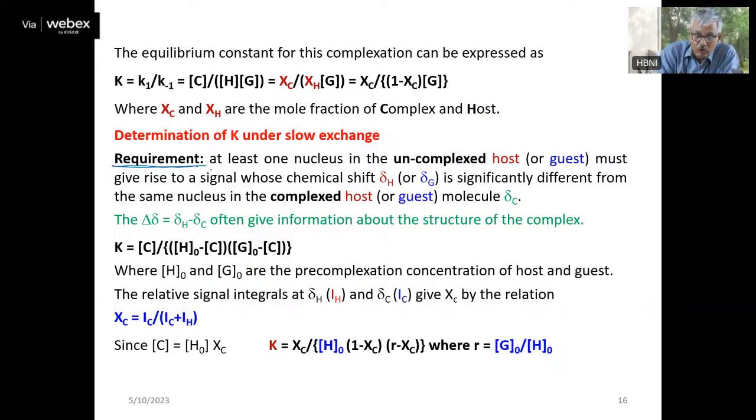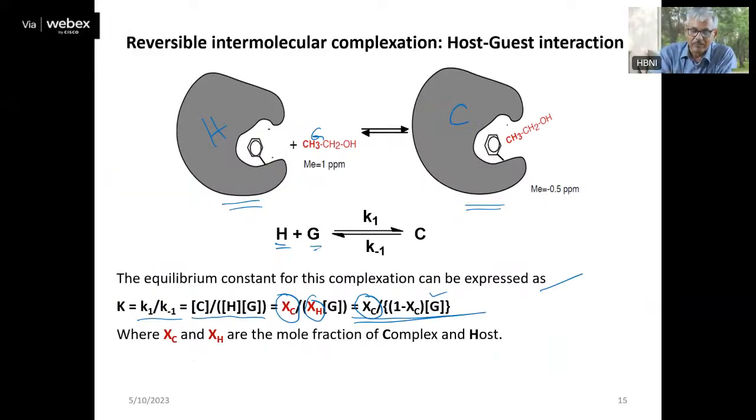So the requirement is that at least one nucleus in the uncomplexed host, or uncomplexed guest, must give rise to a signal whose chemical shift, which we call delta H or delta G, is significantly different from the same nucleus in the complex. I mean to say, if you see this example, when it is complexed, the chemical shift of this methyl should be different from this. That is the only thing I wanted to take.